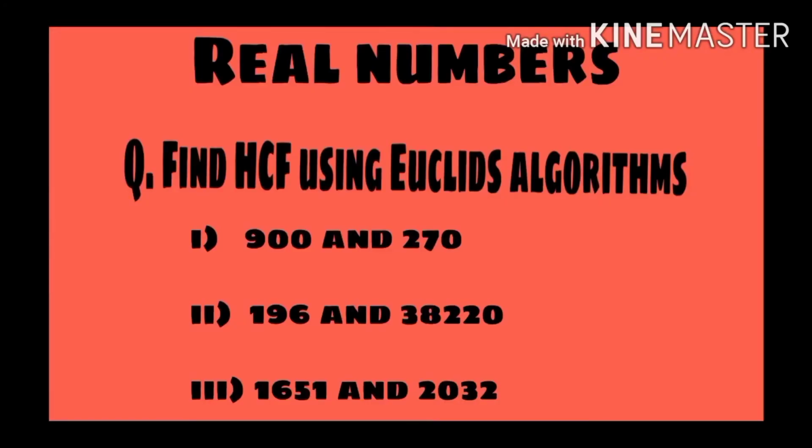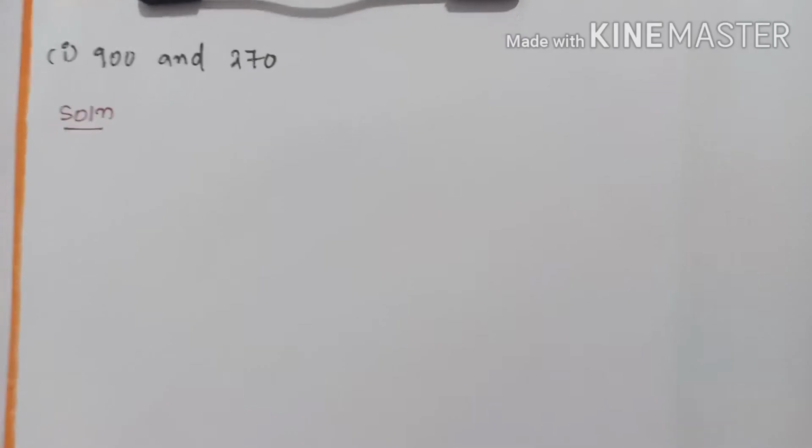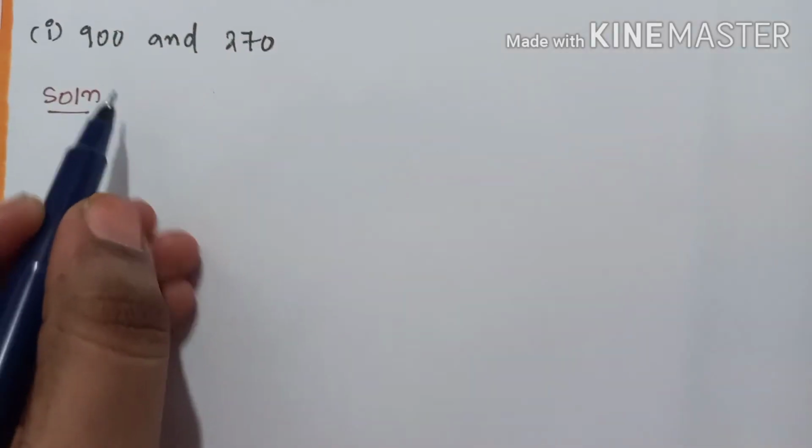Now let's start the first question. Find HCF using Euclid's algorithms. The first one is 900 and 270, and the second one is 196 and 38,220. The third one is 1651 and 2032. Let's start the solution. Now let's start the first solution.